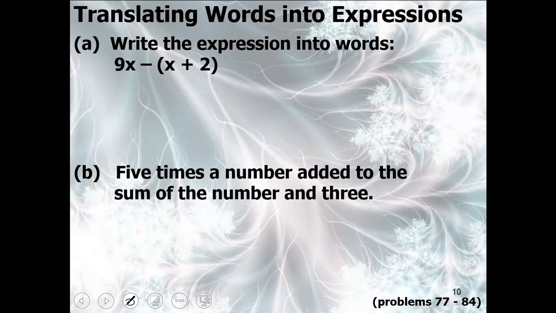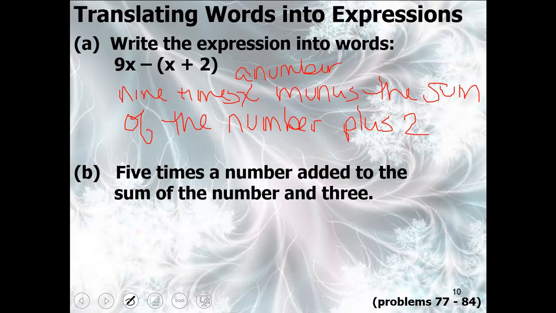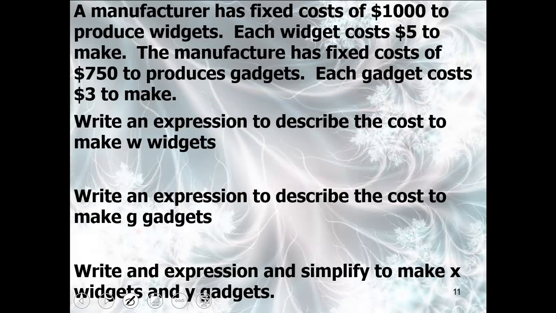All right, what about going backwards and writing the expression into words? 9x minus, and then in parentheses, x plus 2. So this would be 9 times a number, minus the sum of the number plus 2. And I think this one I should have changed, this one I didn't, so we're not going to do that one. Okay? All right.